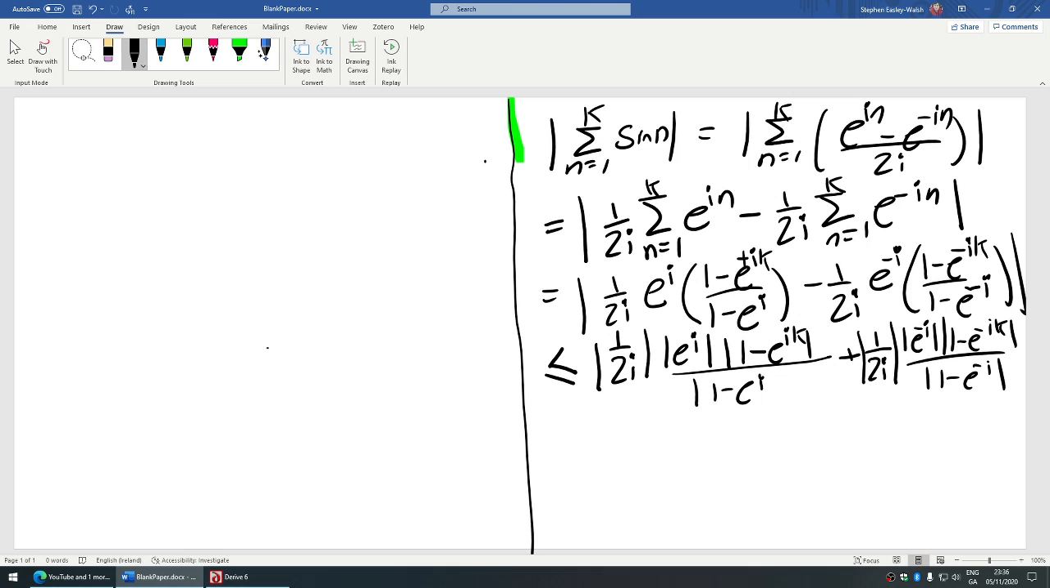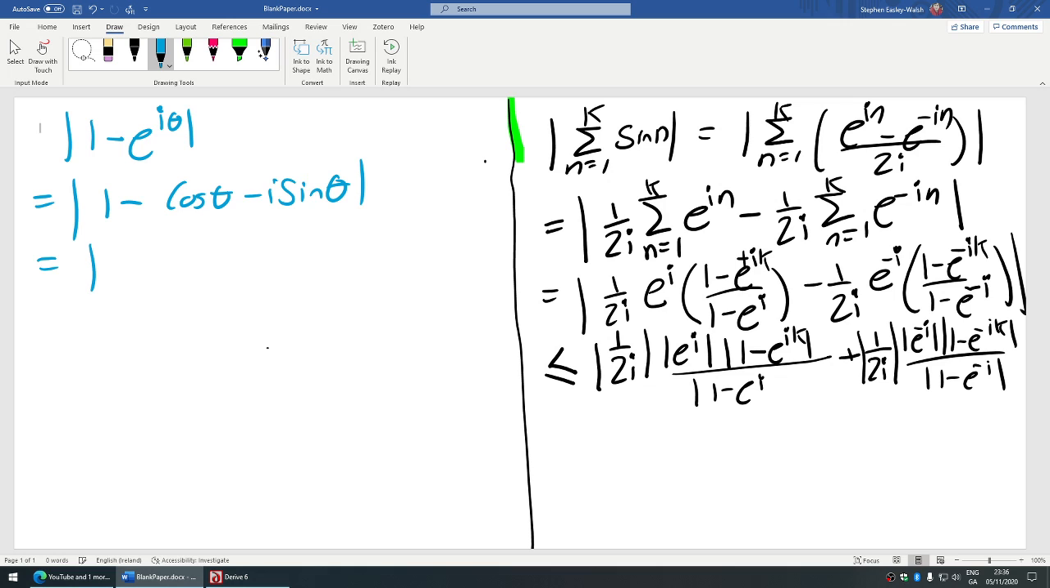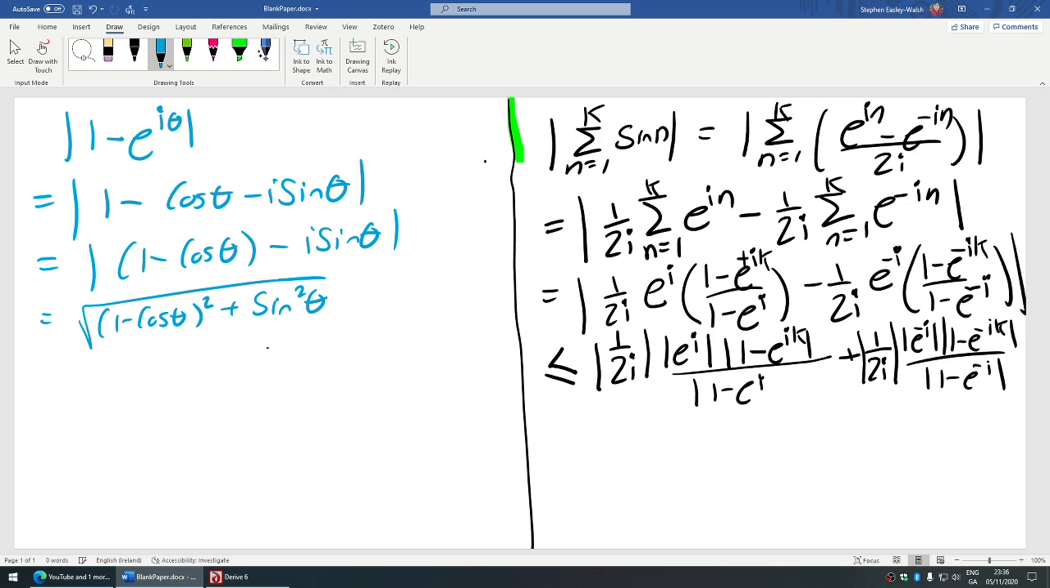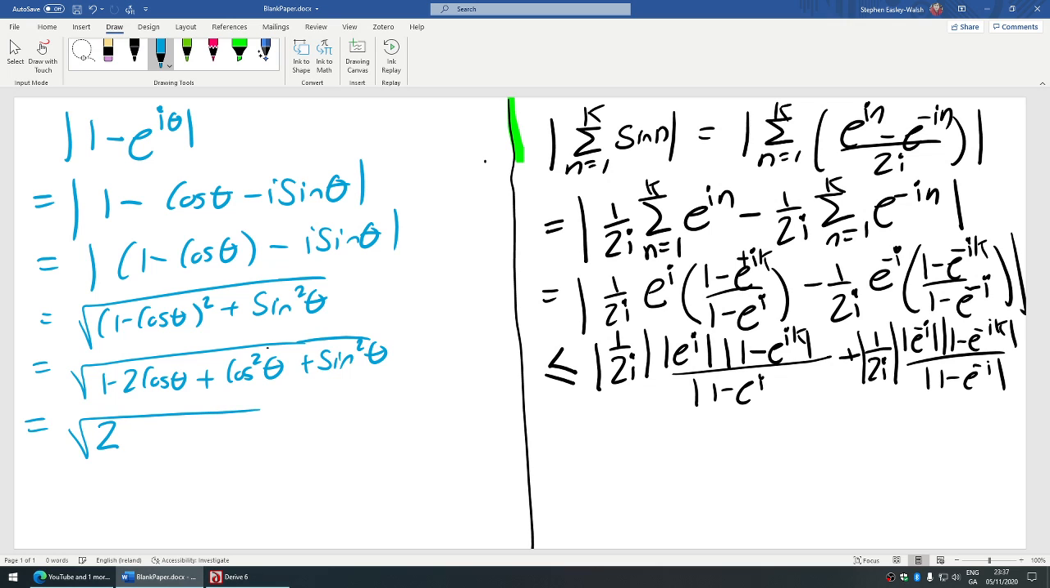Okay, so just note that the absolute value of 1 minus e^(i theta) is the absolute value of 1 minus cos theta minus i sine theta, which is the square root of (1 minus cos theta) squared plus sine squared theta, which is the square root of 1 minus 2 cos theta plus cos squared theta plus sine squared theta, which is the square root, that's a 1 and that's a 1, that's a 2, minus 2 cos theta. Is that right?